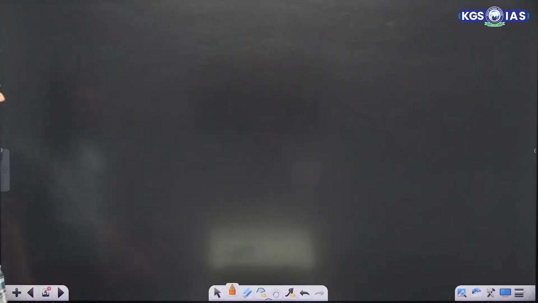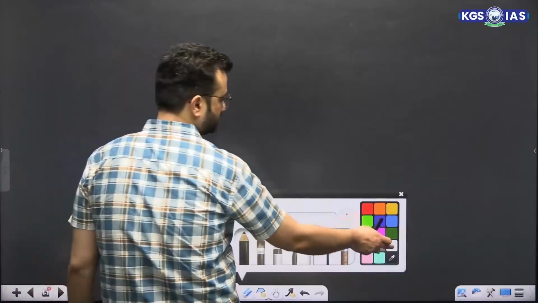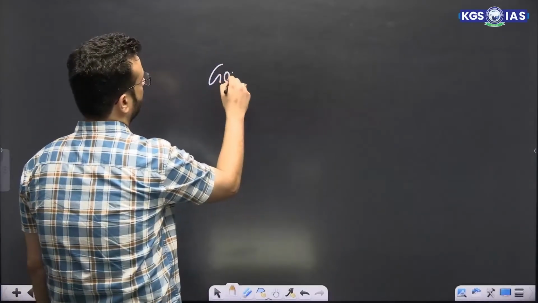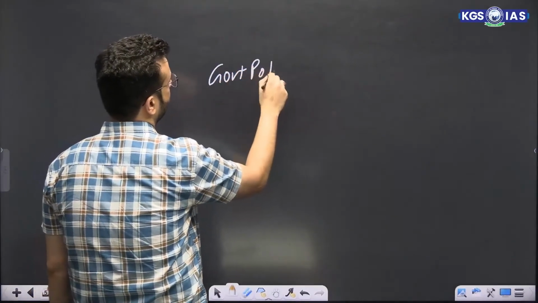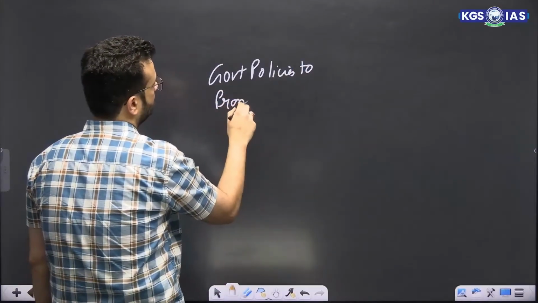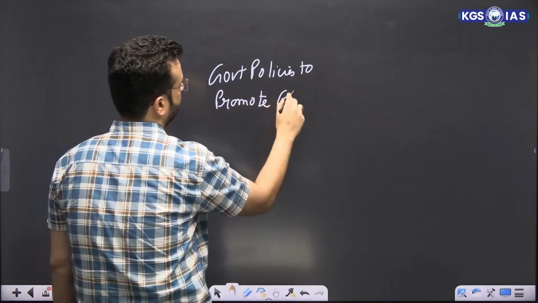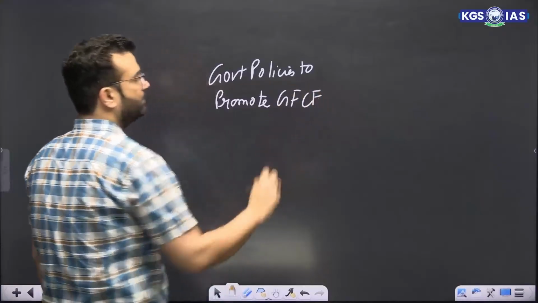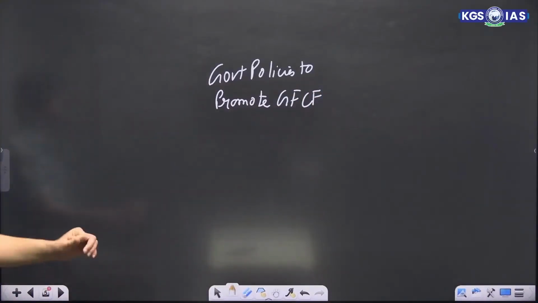Now, what are the government policies to promote GFCF? What are the different government policies there to promote this gross fixed capital formation? There are so many government policies that are there to promote this GFCF.